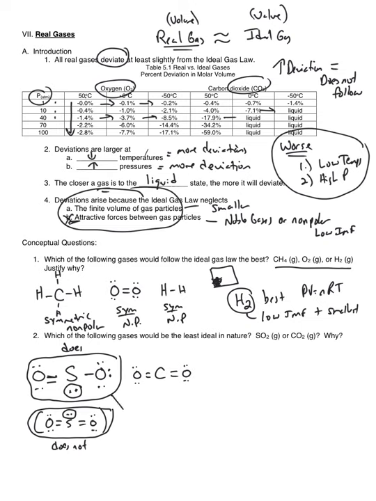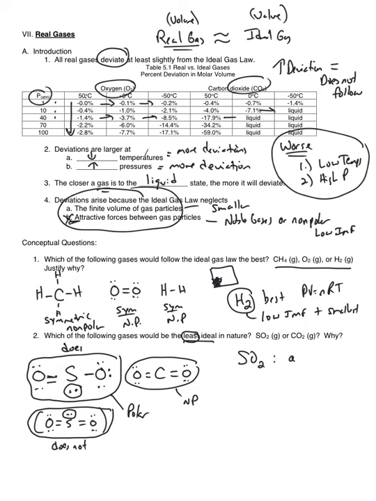Whenever there's lone pairs on a central atom, this is a polar molecule. Carbon dioxide is perfectly symmetric because it's bonded to oxygens on each side, and there are no lone pairs on the carbon. So it is nonpolar. And therefore, which of the following would be the least ideal? Okay, the least ideal would be sulfur dioxide.